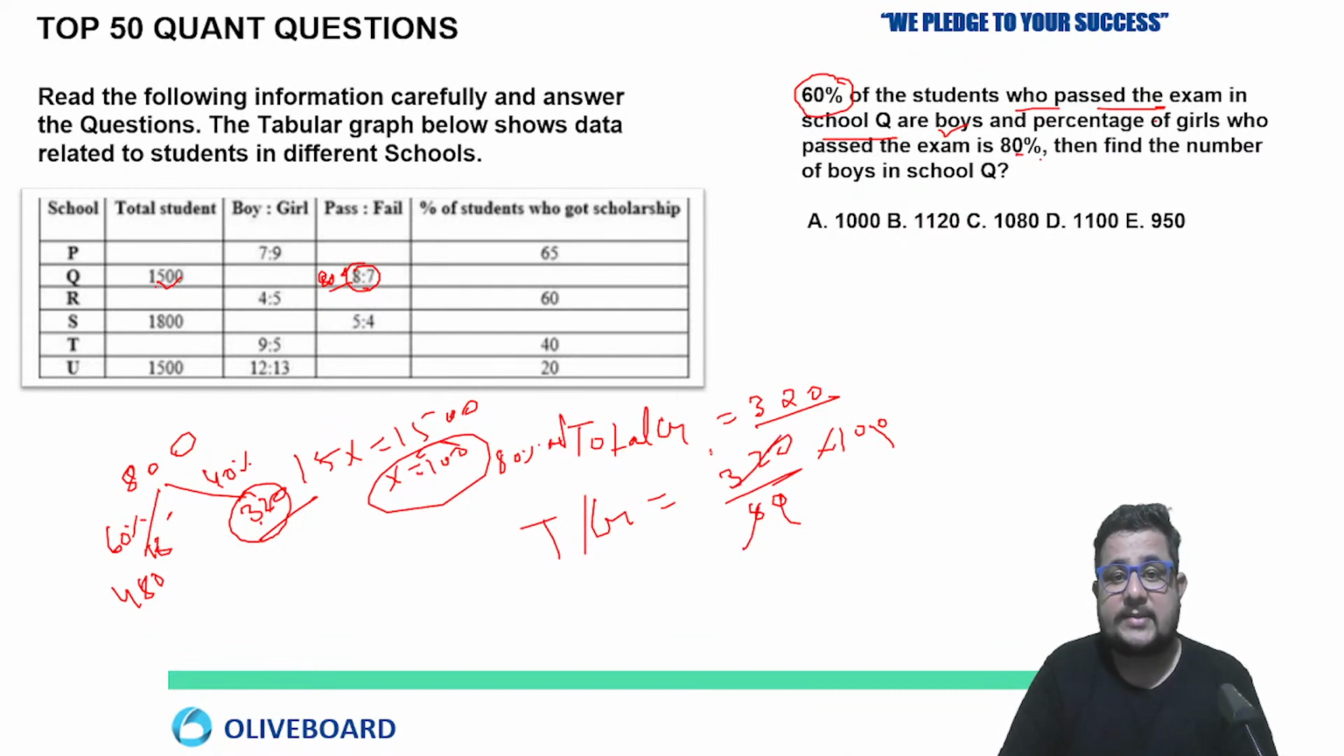By 8 you can cancel this 4 times, 400. Clear? Now this will be 40, 40 to 10, 400.